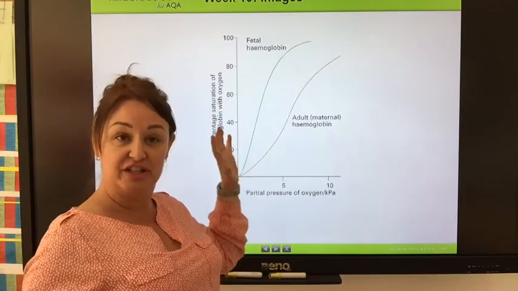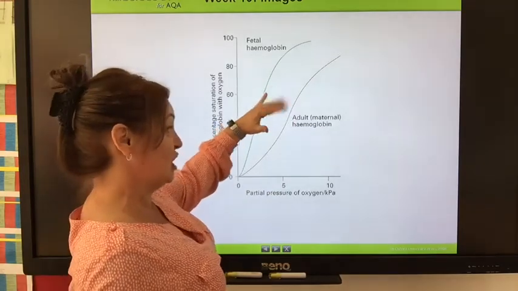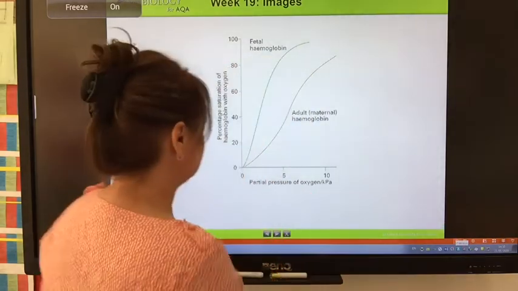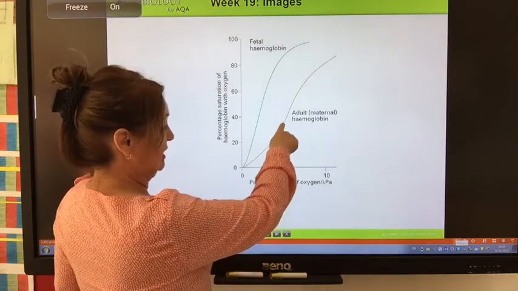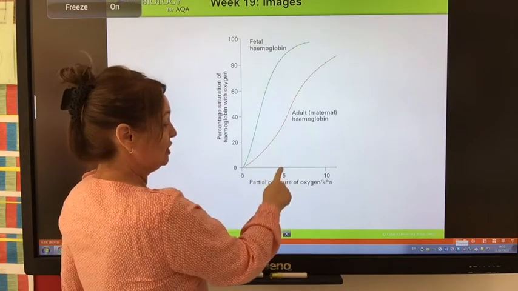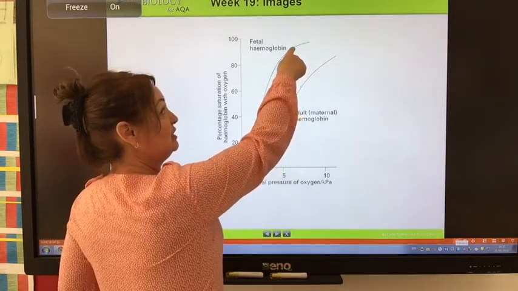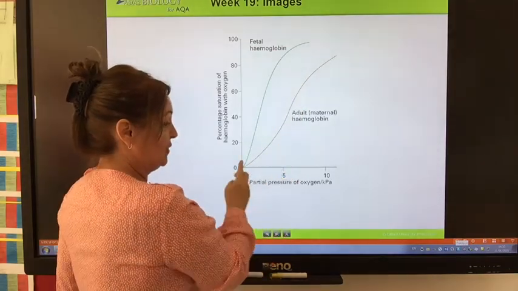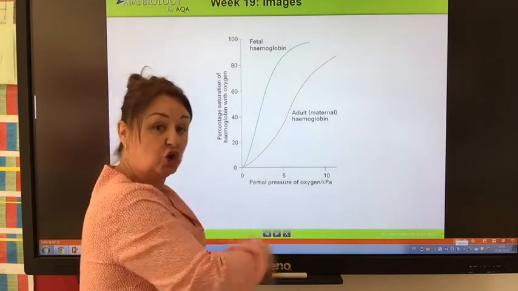Whereas the carbon dioxide shifted it to the right, the fact that it's maternal haemoglobin and fetal haemoglobin pulls it to the left. And if we just have a think about what that actually means. At a partial pressure of 5 here, when we look at adult haemoglobin, it's only that saturated with oxygen. When we look at the fetal haemoglobin, if we carry it up at the same partial pressure, fetal haemoglobin is a lot more saturated with oxygen. So it has a higher affinity for it, it's going to load a lot easier, but it's going to unload less easily.